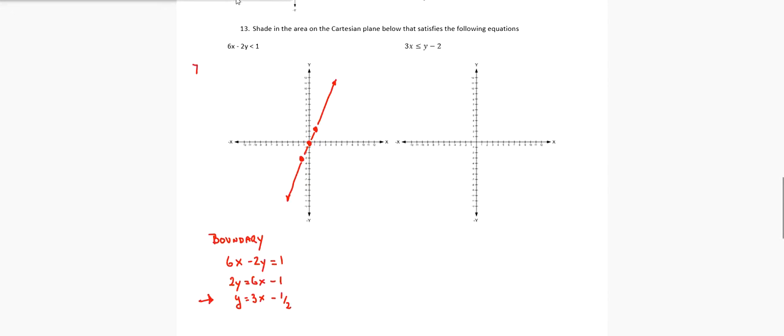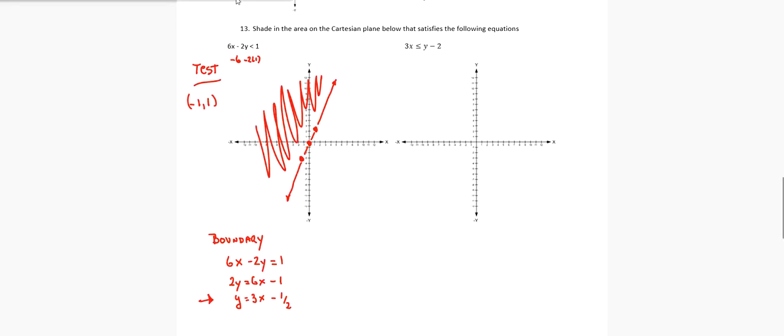So let's test a point. Let's go with minus 1, 1. So x is minus 1, y is 1, so we've got minus 6 minus 2 times 1 minus 2 is minus 8. So minus 8 is less than 1, so that looks okay. So it looks like we're going to shade this side because that worked.